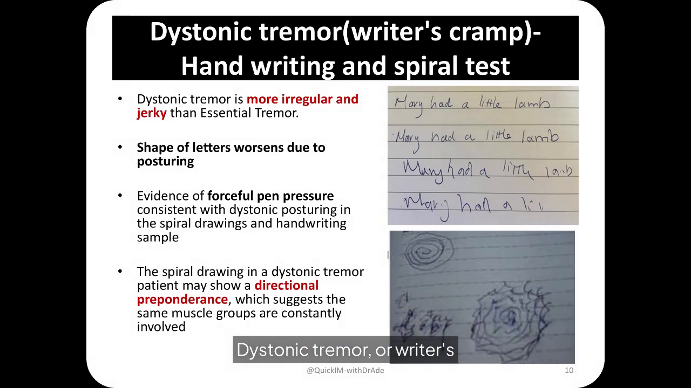Dystonic tremor, or writer's cramp, results in irregular and jerky handwriting. Forceful pen pressure and directional preponderance in spirals are indicative of this condition.